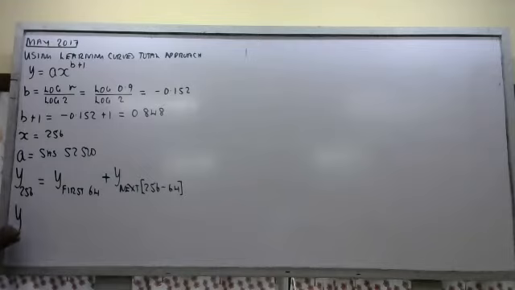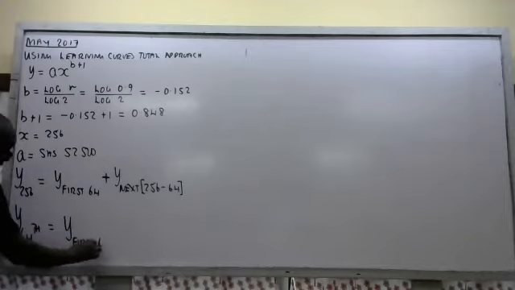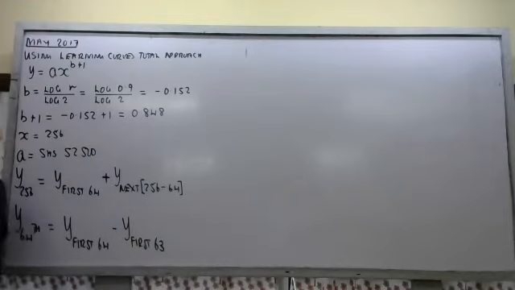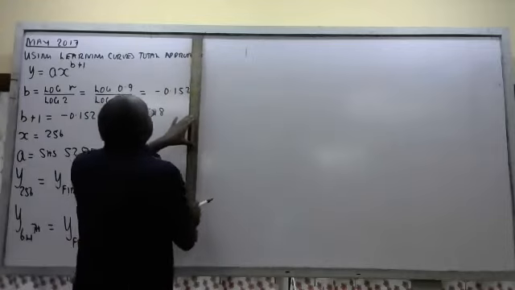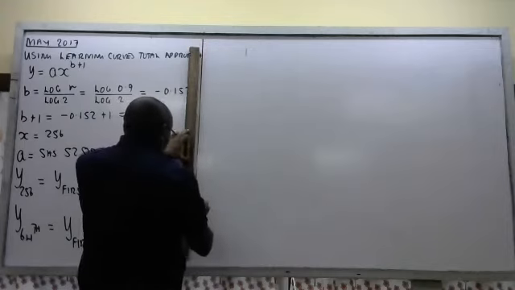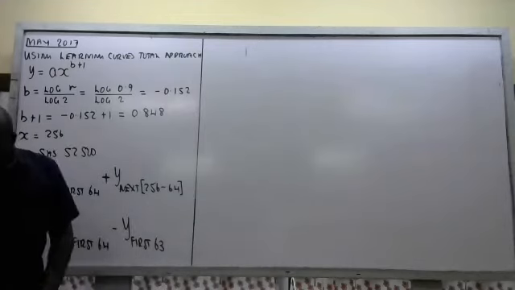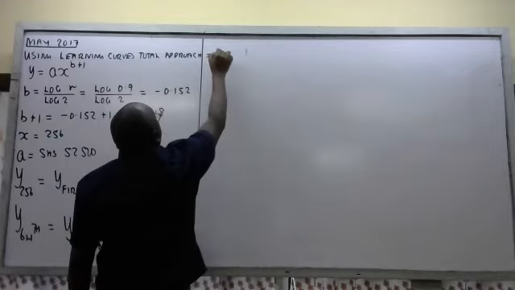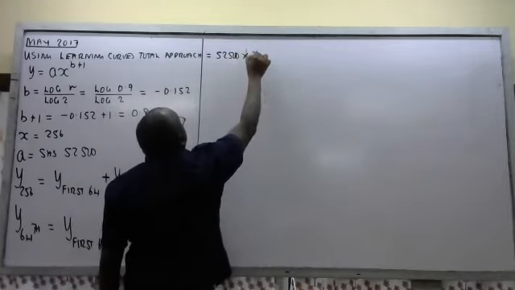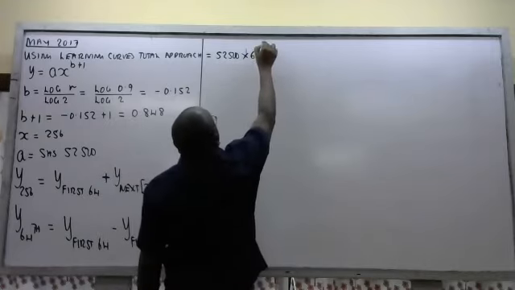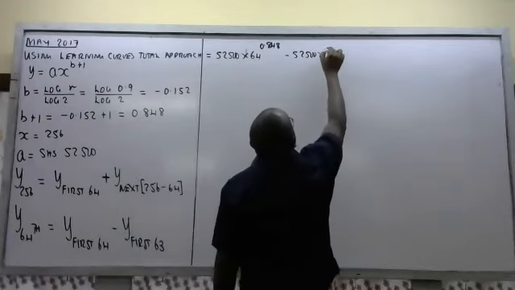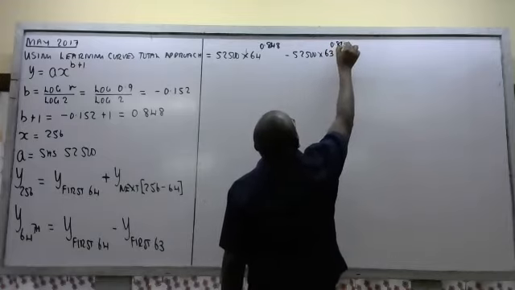So how then do we get the 64? Y for the 64 should be y for the first 64 minus y for the first 63. So this proceeds to become 52,500 times 64 raised to power 0.848 minus 52,500 multiplied by 63 raised to power 0.848.